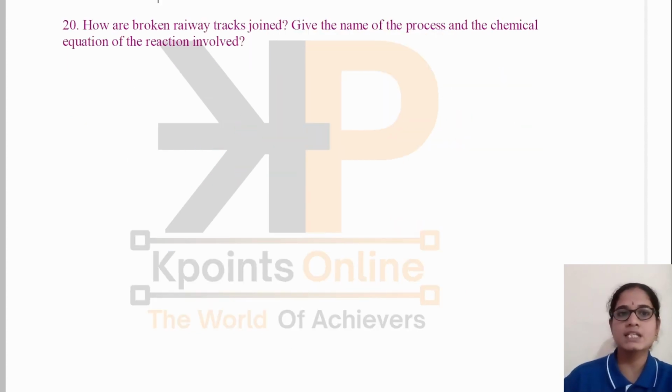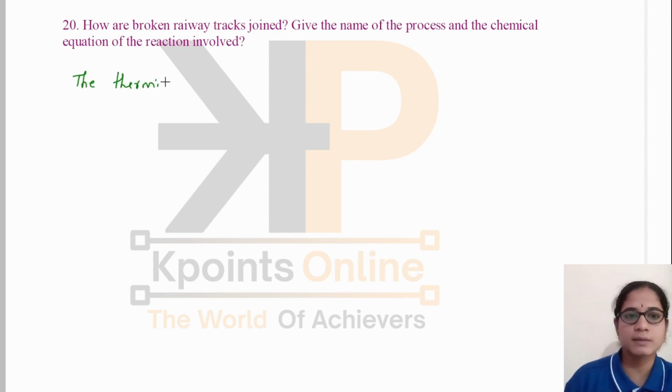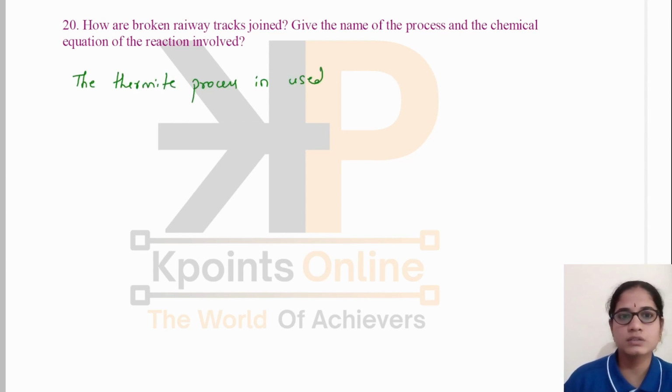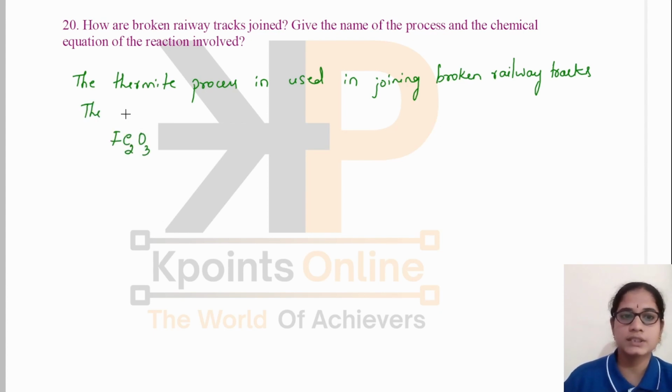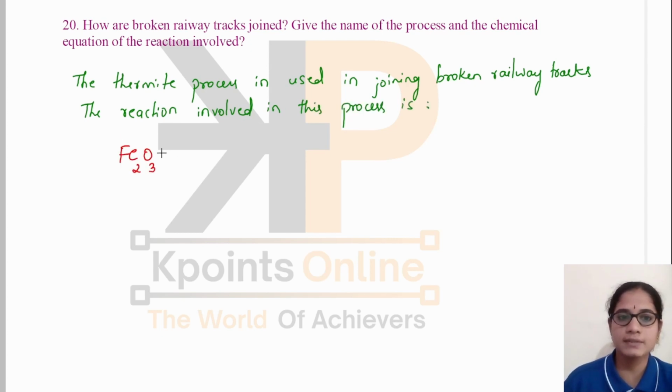Yes. The next question is, how are broken railway tracks joined? Give the name of the process and the chemical equation of the reaction involved. The name of the process used to join the railway tracks is the thermite process. How is this process done? The reaction involved in this process is the reaction of iron oxide with aluminium.